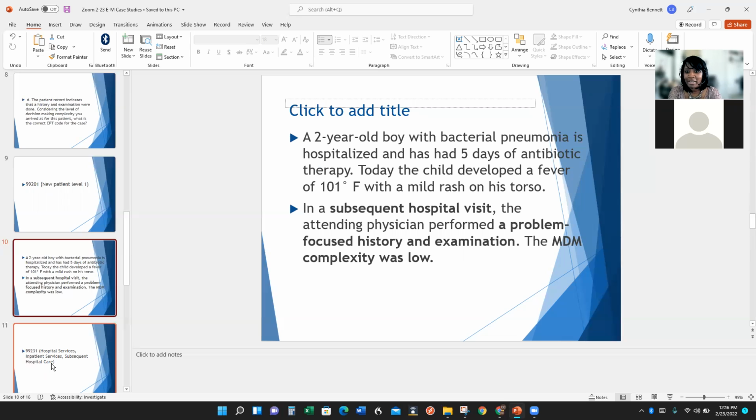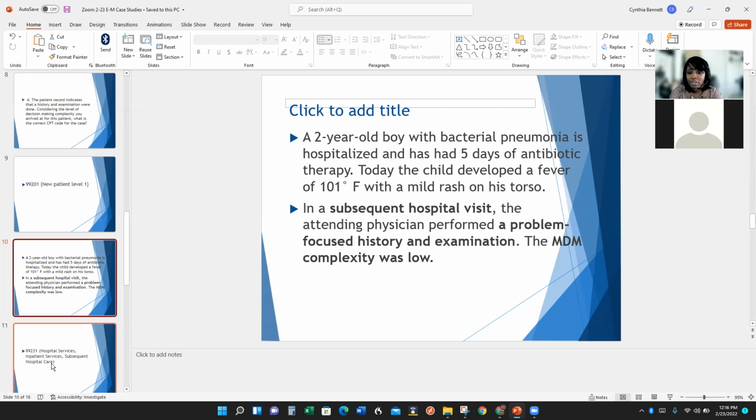It's been 5 days. The patient developed a fever, 101 degrees with a mild rash. Then they identify in a subsequent hospital visit. So they're telling us that it's going to be hospital and it's going to be a subsequent visit. So they're already giving us 2 indicators here of where we need to start looking.